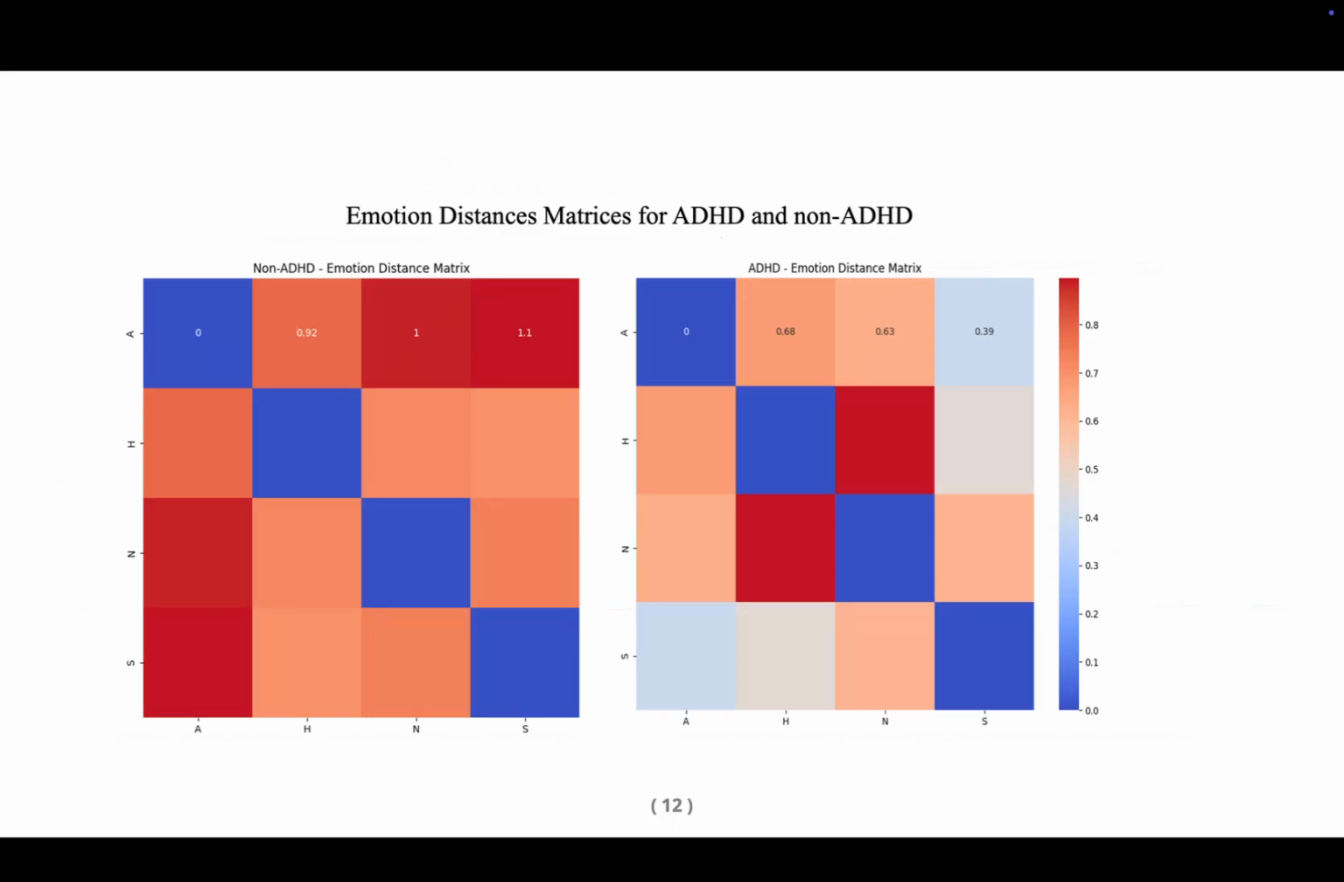Here we present the emotion distance matrices for both ADHD and non-ADHD groups. These matrices highlight the differences in connectivity patterns across emotional states. On the left side, we can see the non-ADHD group, which shows more distinct separation between emotions, represented by higher contrast in values. In contrast, the ADHD group, displayed on the right, exhibits less distinct separation between emotional states, suggesting potential difficulties in emotional processing. The most significant differences are observed in the theta and beta bands, aligning with the findings that these bands are crucial in ADHD-related disruptions in emotional regulation and cognitive control.